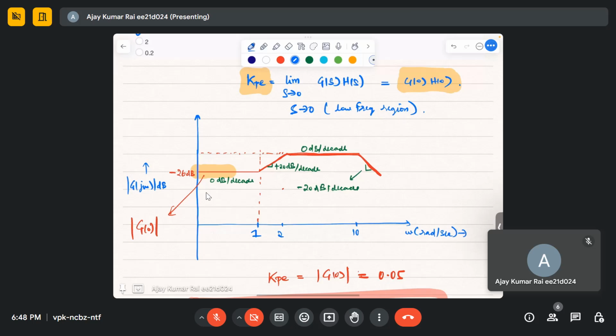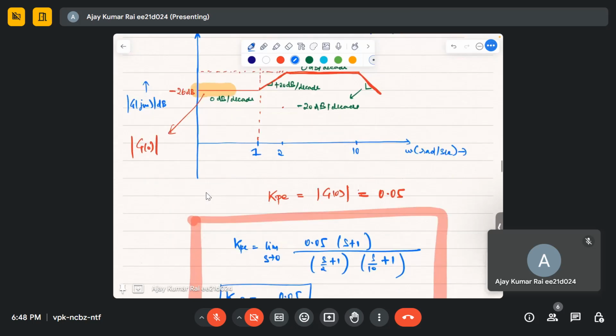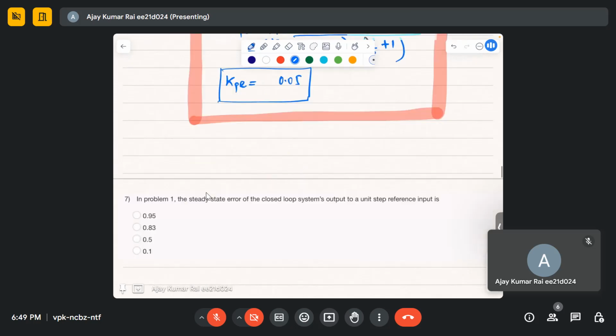Okay, so just by looking at the slope of the low frequency asymptote, you can comment on the type of the system. So here the slope is 0 dB per decade. Okay, so we can say the type of system is what? 0.